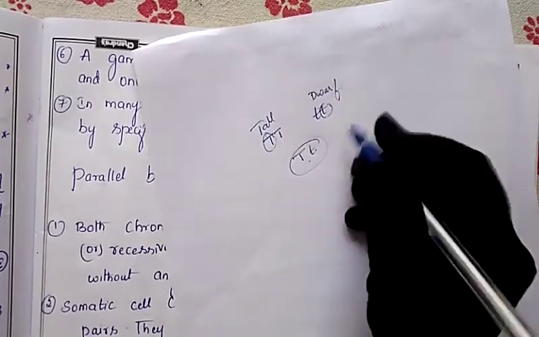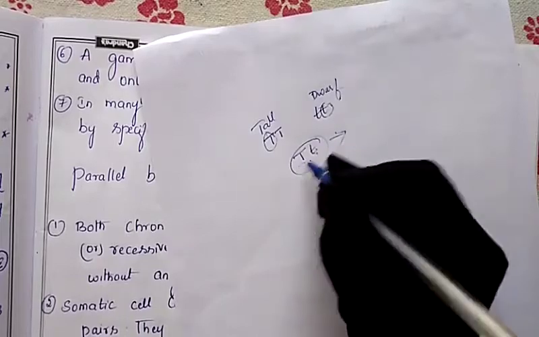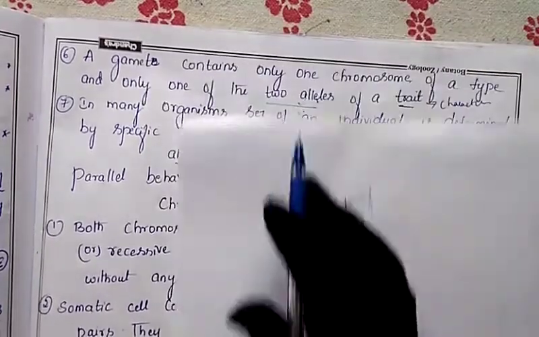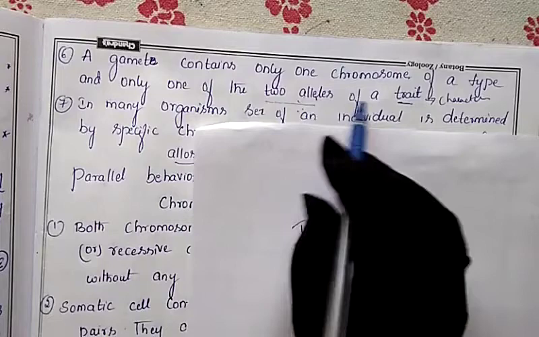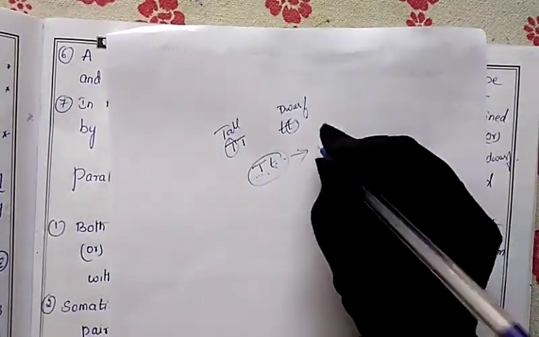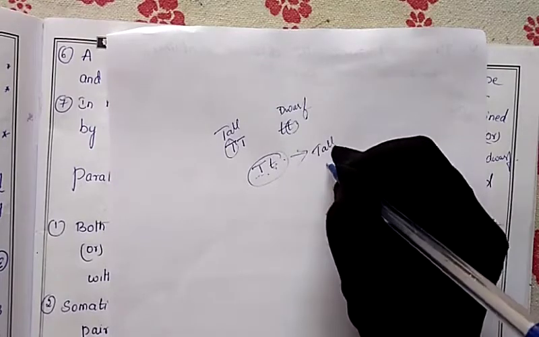So the offspring contains two alleles. How many alleles does the offspring contain? The offspring contains two alleles, which carry the character. It is carrying the trait or character. Now which character did it get? It got the tall character.